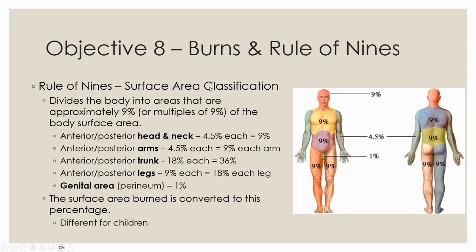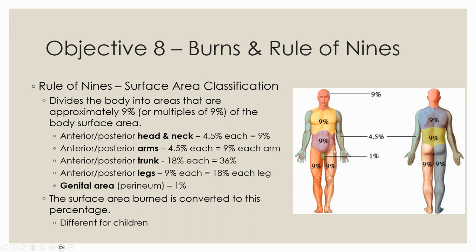The rule of nines is used to calculate the approximate surface area that the burn takes up. What the rule of nines does is it breaks the body up into 11 different areas, and everything's based on a 9 or a multiple of 9. For instance, the head, and all of these are both anterior and posterior, so you've got the front of the body and the back of the body. The whole head is going to be 9%. The anterior is 4.5, the posterior is 4.5, for a total of 9.